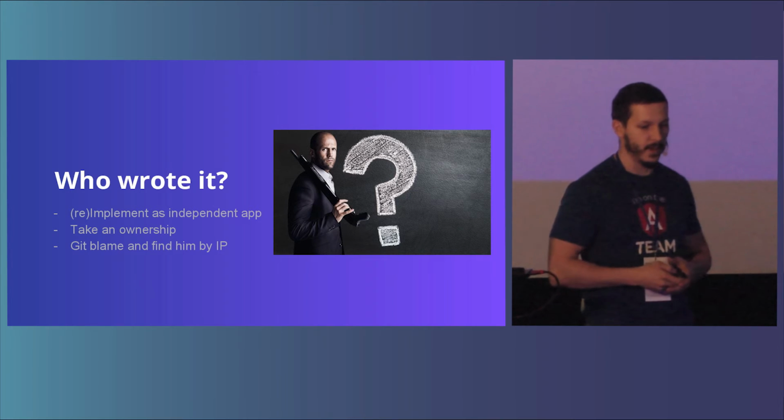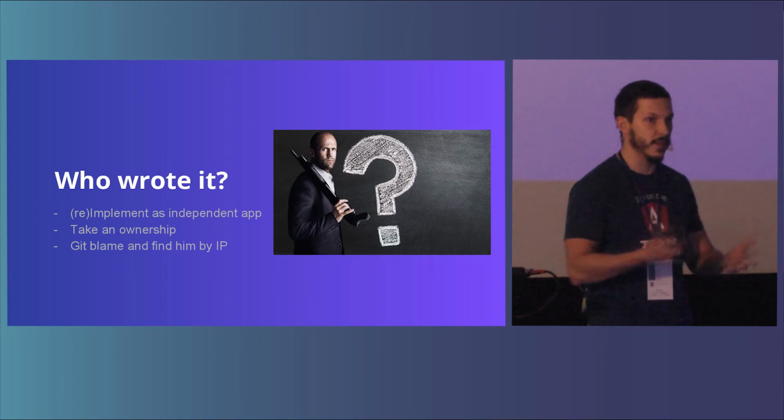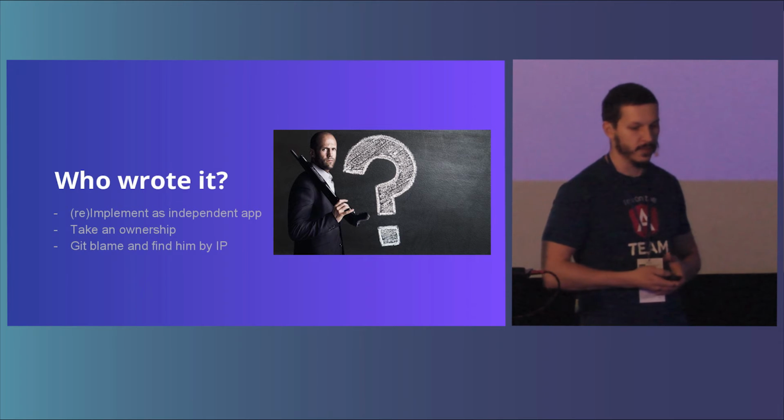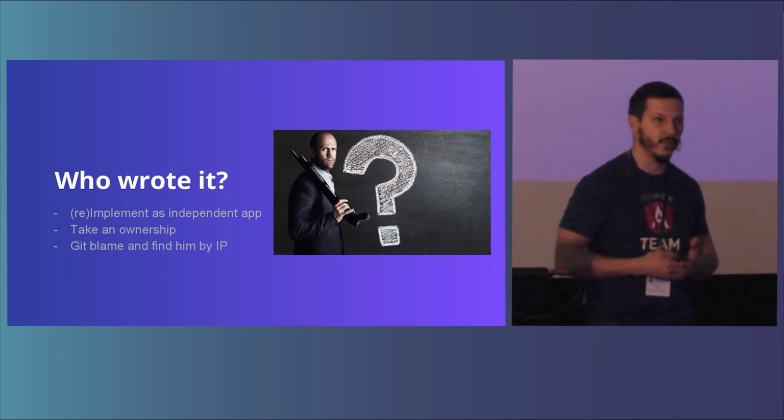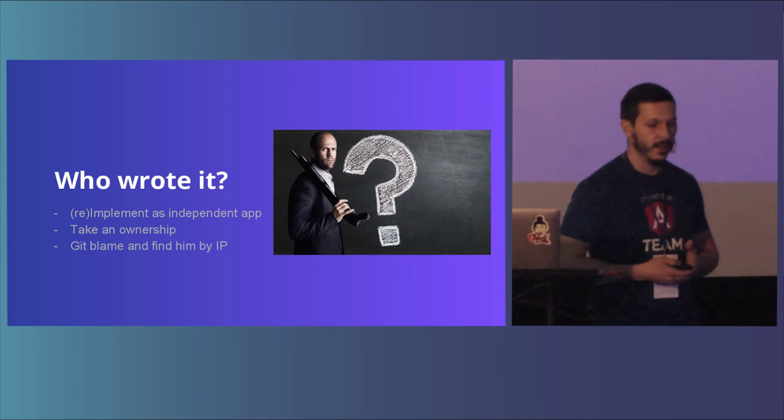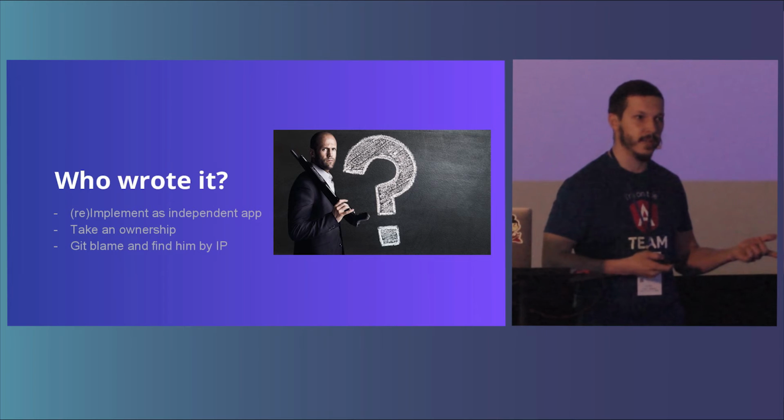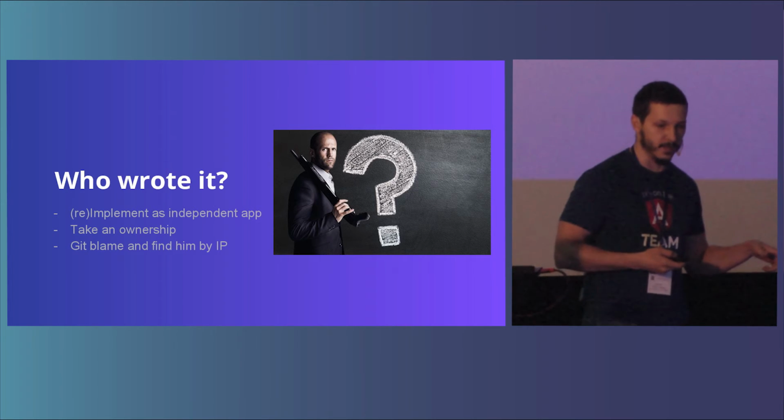My favorite part: when you work on a big application, you sometimes have a question, who wrote this part? And you always have the option to re-implement the application because you cannot find how to solve it. Take ownership of this part, do git blame, find this bastard by API and kill him.